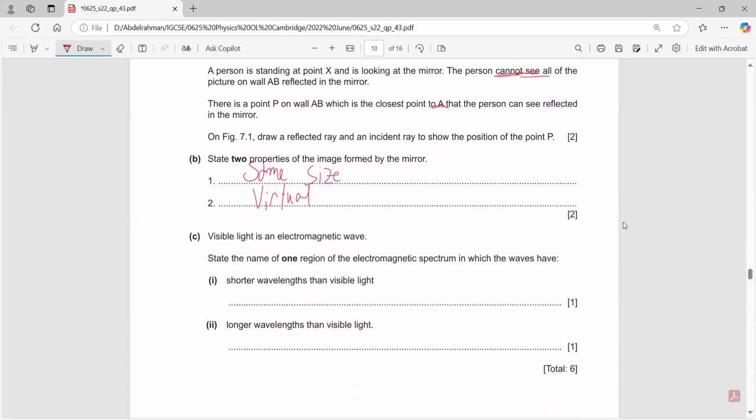Visible light is an electromagnetic wave. State the name of one region of the electromagnetic spectrum which has shorter wavelengths than visible light. Shorter wavelengths mean higher frequency. So, for example, you can say gamma rays. For longer wavelengths, you can say radio waves.